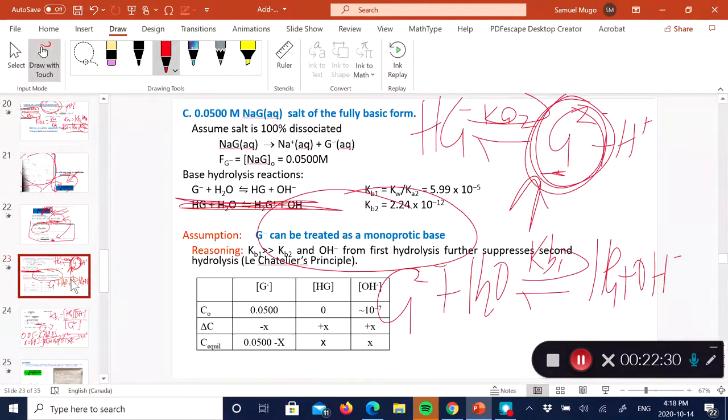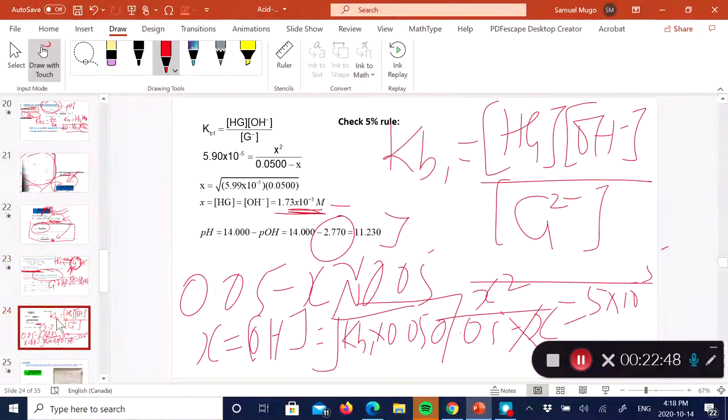If at all you've got a diprotic base, which is what I have here, you assume it is a monoprotic base, and that's the way you solve for pH. So you neglect the second dissociation, the second hydrolysis constant.